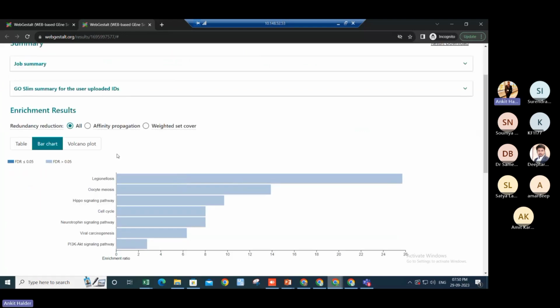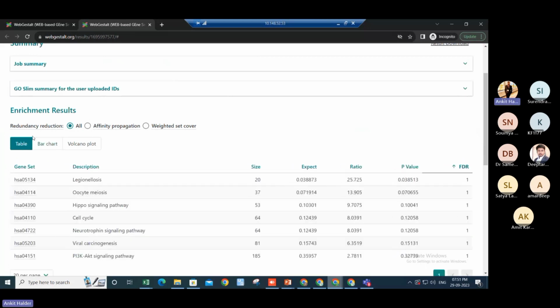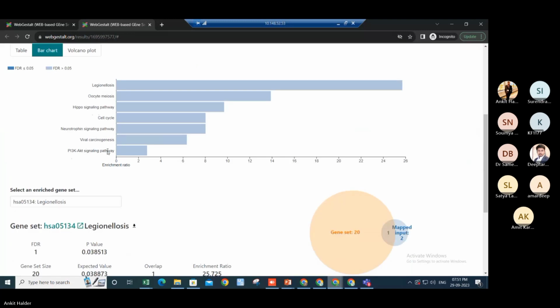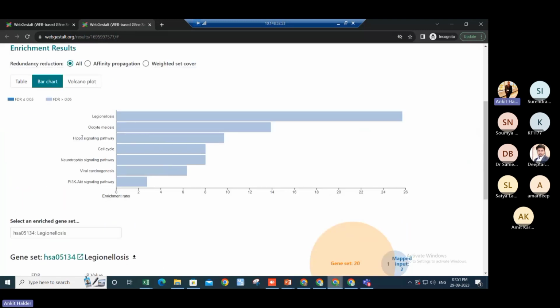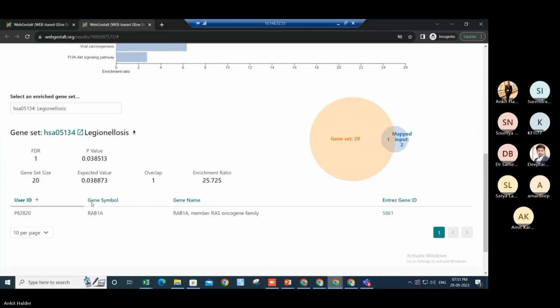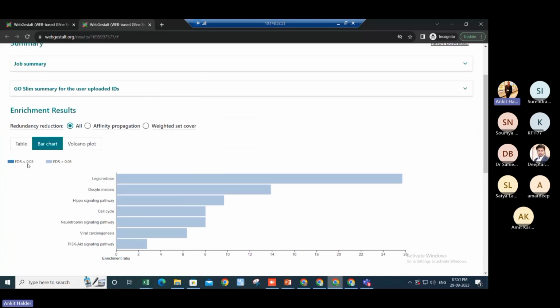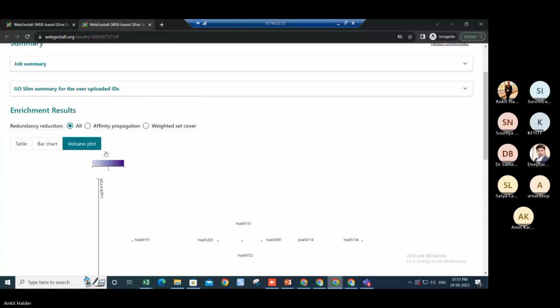What you can find from here in the table as well as the bar chart is the hippo signaling pathway, cell cycle, neurotrophic signaling pathway, viral carcinogenesis, PI3K signaling pathway, etc. coming out. Here you can also have a kind of volcano plot.